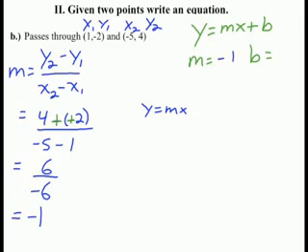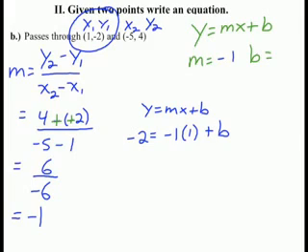Now we're trying to write an equation in y equals mx plus b. So we're going to have to pick a point and use the slope and substitute them into y equals mx plus b and solve for b. So I am picking the point (1, -2). So we have negative 2 equals negative 1 times 1 plus b. Negative 1 times 1 is negative 1.